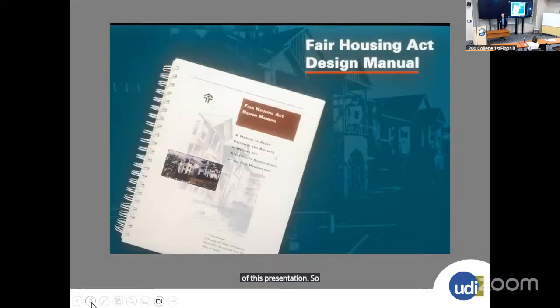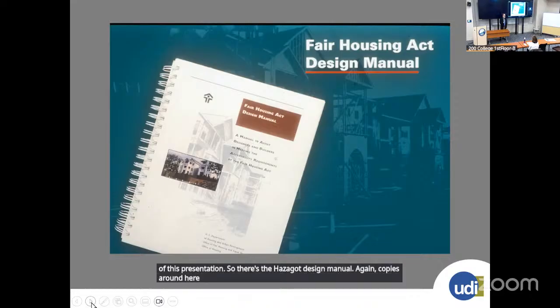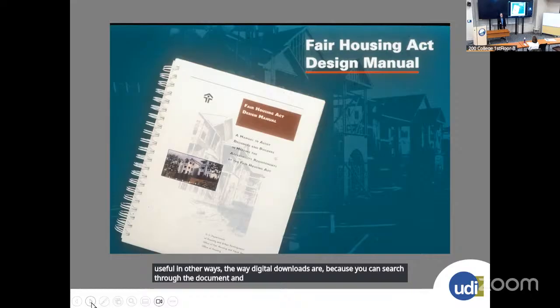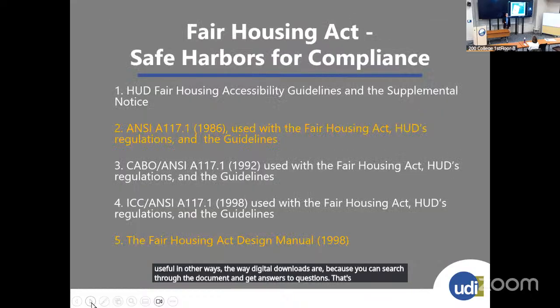So there's the Fair Housing Act design manual. Again, copies around here. If you don't have it, get it. It's available, I'm pretty sure, in print version somehow, certainly as a digital download, which is in some ways useful, in other ways, the way digital downloads are, because you can search through the document and get answers to questions. I really recommend that for folks. So that's like the first reference document.